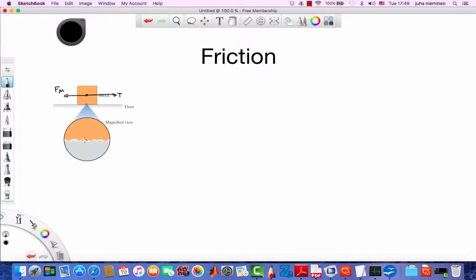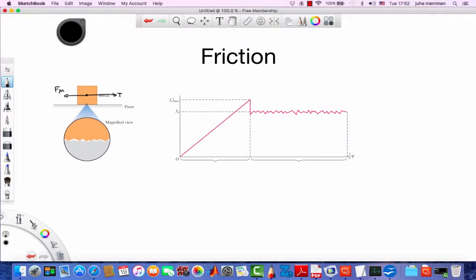On a microscopic level, even smooth surfaces are somewhat rough, and these nooks and valleys tend to cling and catch on each other, and hence restrict the sliding movement. So let's have a closer look at what happens when we start pulling this block. In this figure we have the pulling force T on the x-axis and the friction force F mu on the y-axis.